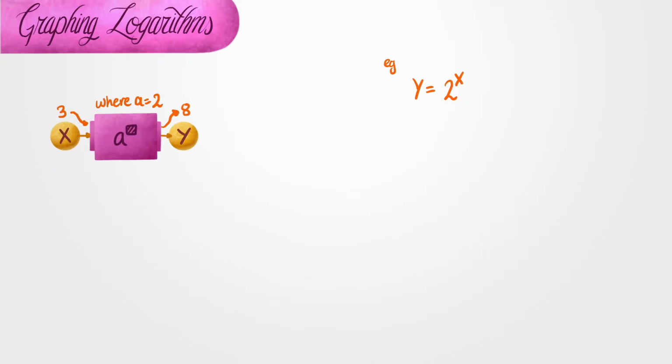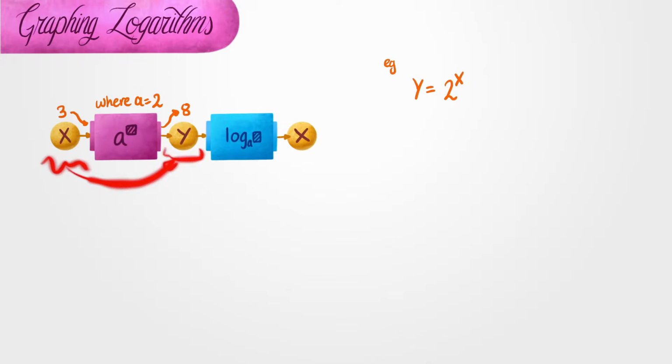Now, if you've been watching my videos on logarithms, you'll know by now that logarithms undo the action of exponentials. So we can draw a logarithm like this. The idea here is that if you started with the number x, put it through a to the power of x, you get some number y. Now if you put this through this function again, you're going to get back to the exact same number x that you started with right at the beginning.